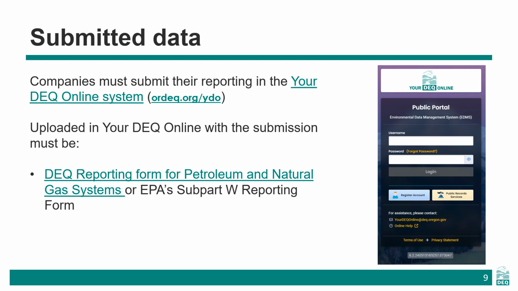Companies must submit the reporting in the Your DEQ online system. Reporting in this format has been available for petroleum and natural gas systems since 2023. The submission must include the DEQ reporting form for petroleum and natural gas systems. This provides detail on how emissions were calculated. DEQ's reporting form is preferred. However, entities can submit the EPA's Subpart W reporting form instead. Regulated entities can also submit their own form that contains the calculations, but these will require more scrutiny by Oregon DEQ and are not preferred.